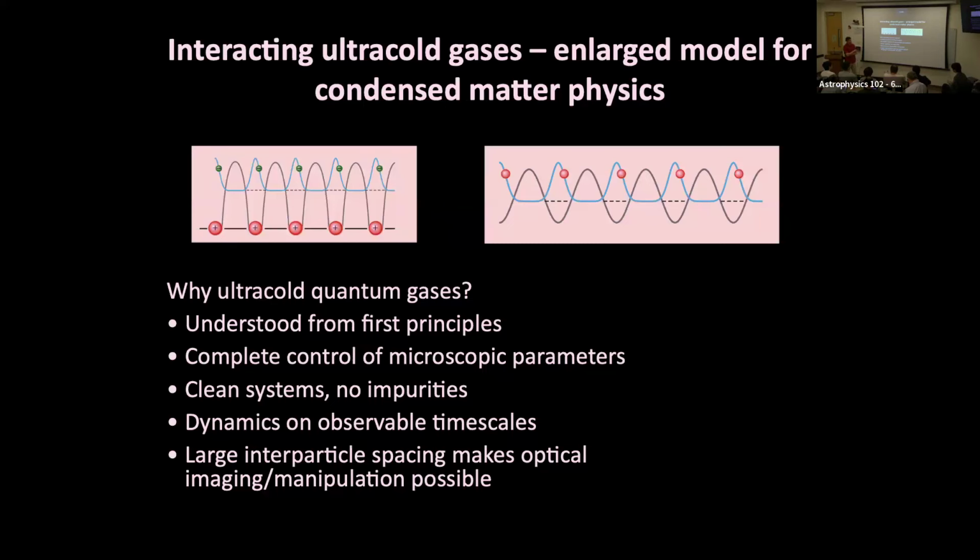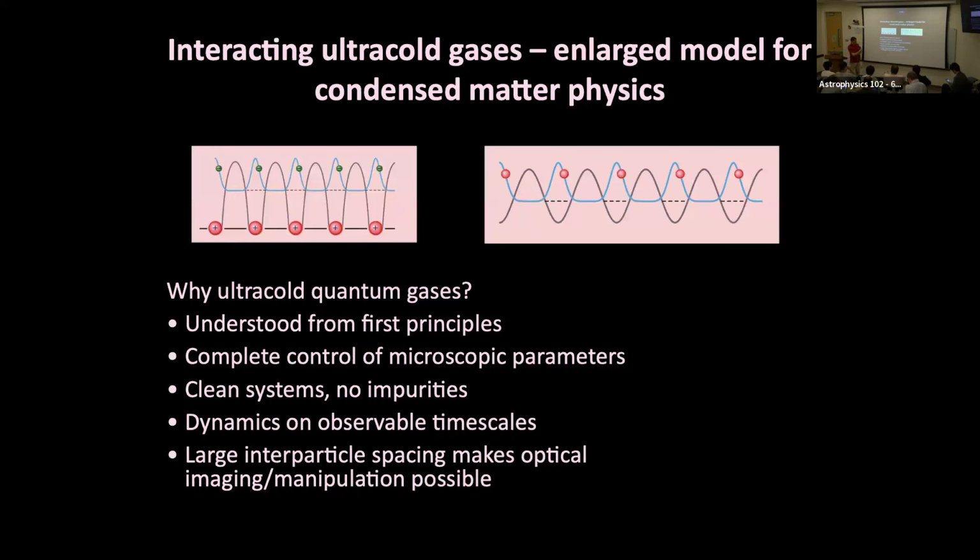And you can think of these systems essentially as an enlarged model of these condensed matter systems, where you've blown up the entire system by about four orders of magnitude. So the spacings here are set by the wavelength of light that you're using. So they're on the micron scale as opposed to the angstrom scale. And the atoms, of course, are a lot heavier than the electrons. So these factors are what mean that, if you want to study quantum physics, we have to cool down to much lower temperatures.